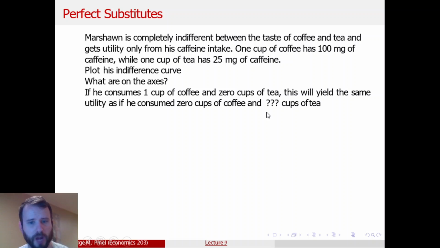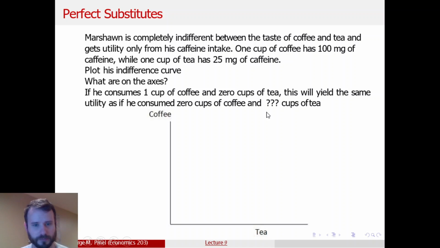So 1 cup of coffee and 0 cups of tea gets him 100 milligrams of caffeine. 0 cups of coffee gets him 0 milligrams. So how many cups of tea does he have to get the same amount of utility, the same 100 milligrams of caffeine? At 25 milligrams per cup of tea, to get 100 milligrams, he needs 4 cups of tea. So 1 cup of coffee is equal to 4 cups of tea. On one axis you have coffee, and on the other axis you have tea.